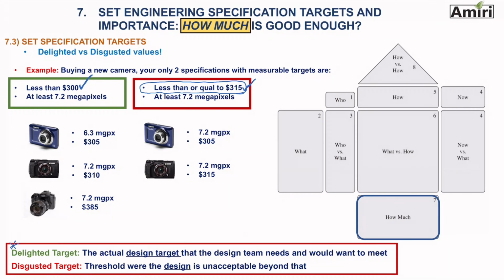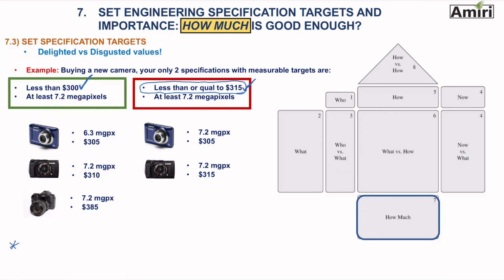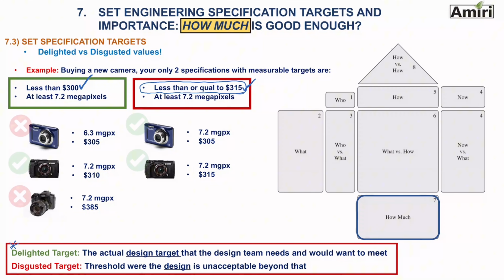Same thing with design targets. You put out a range. You have an actual design target that you'd like to meet, but you give yourself a little bit of flexibility, a little bit of a threshold that helps you do that. So in this case, when you go to market, there are at least 3 options available for you, and then you can select. Maybe this one is a better option because it's closer to your delighted target.